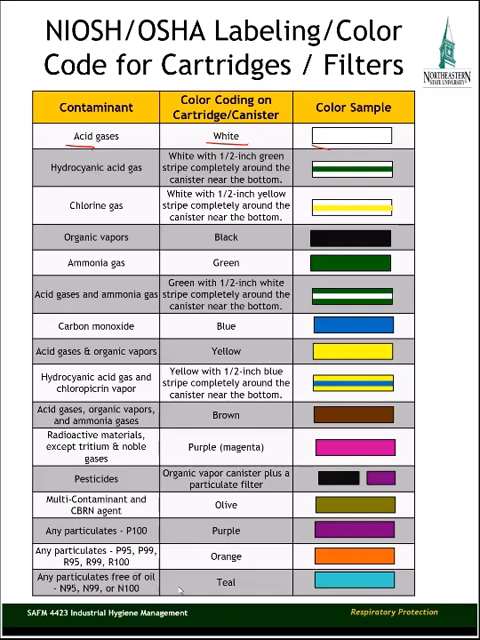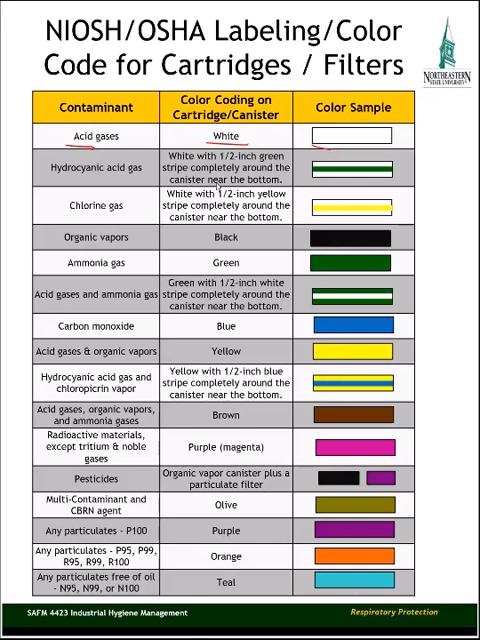Then all of the ones that are not resistant to oil are teal. Remember, N means no oil contact. R means they're oil resistant. P means they're oil proof. And I always go with the P's. Usually they're not that much more expensive to get the oil proof feature in your particulate cartridges or particulate filters.